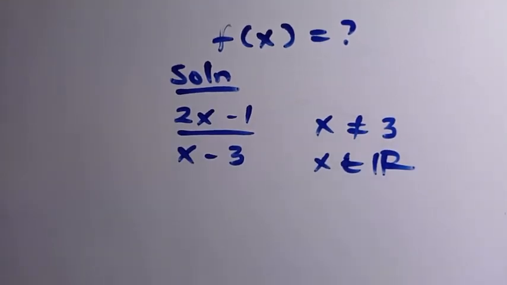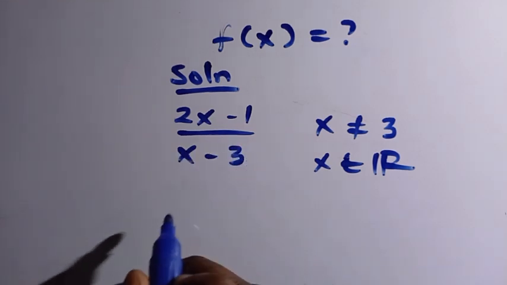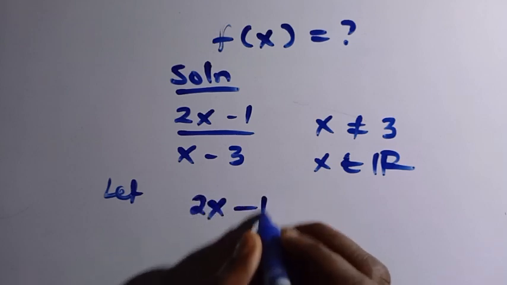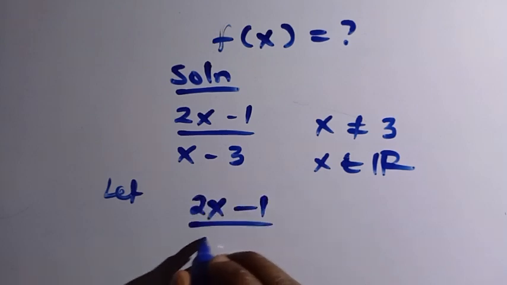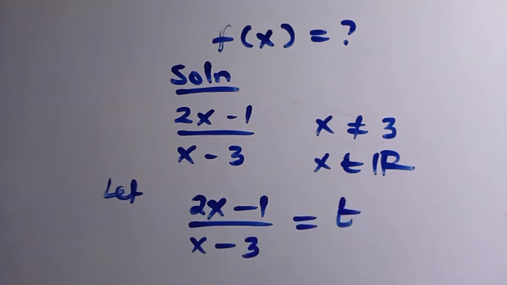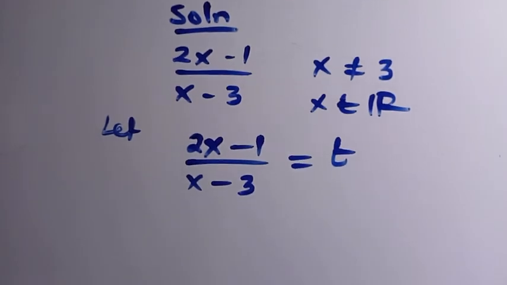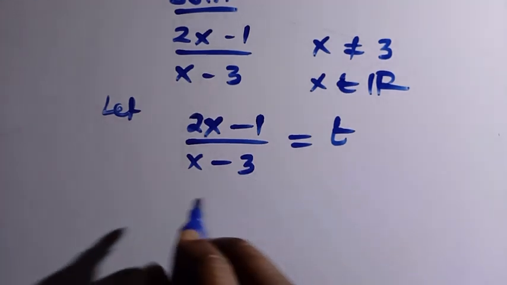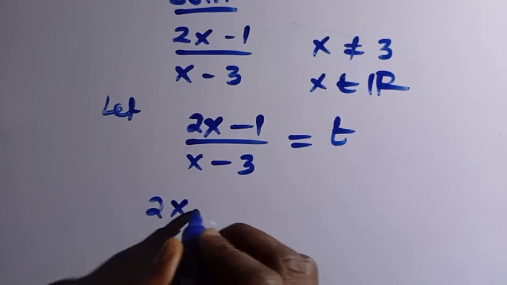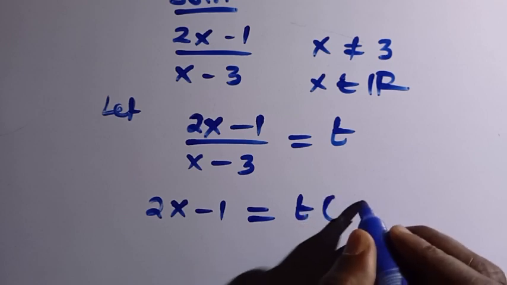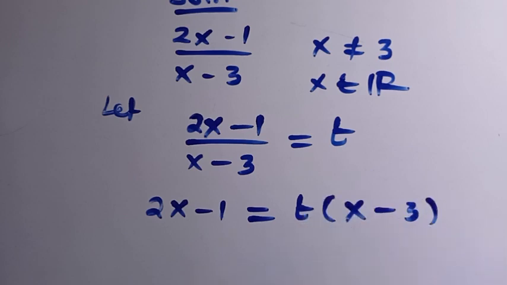The domain of function f is (2x minus 1) divided by (x minus 3). Suppose I let everything here, which is (2x minus 1) divided by (x minus 3), be equal to t. So if I let it be equal to t, then I want to make x the subject of the formula. So what I will do is cross multiply. Then we have 2x minus 1 equals t into bracket of x minus 3.